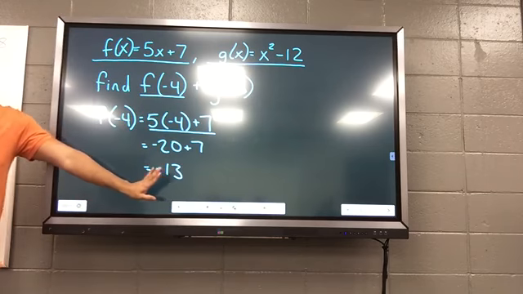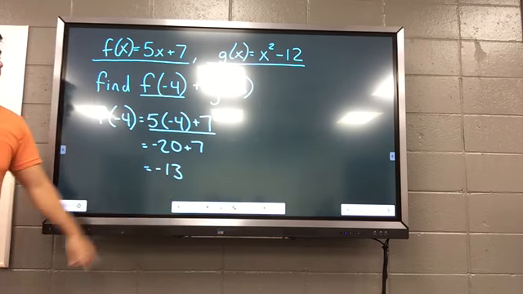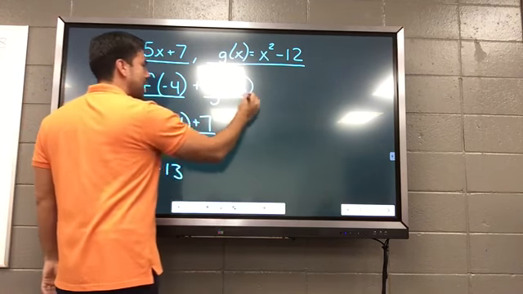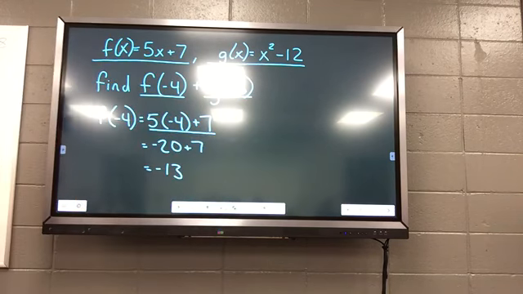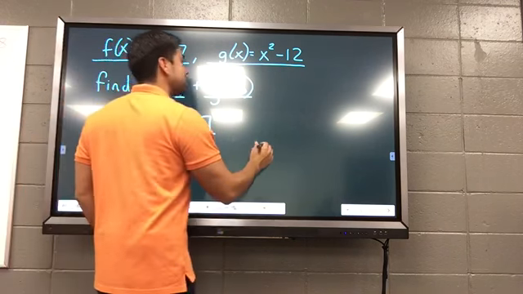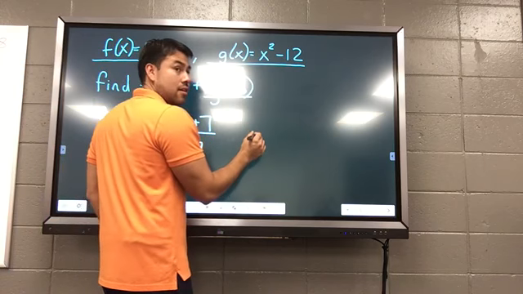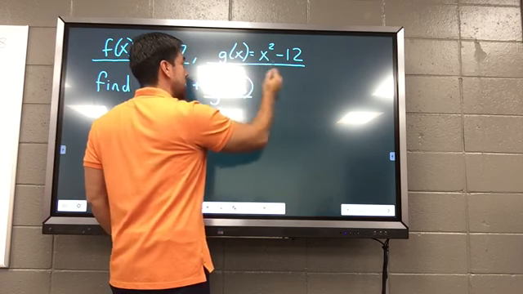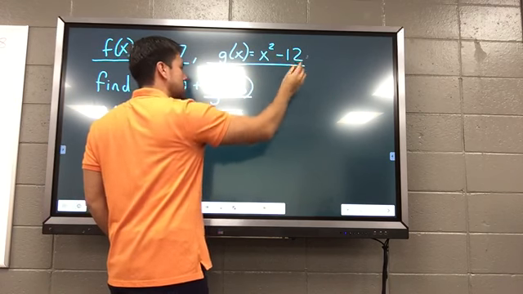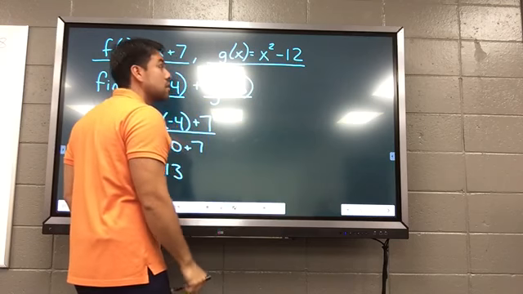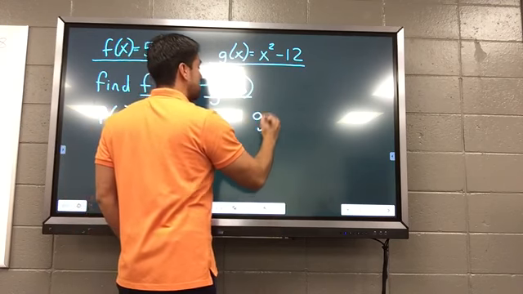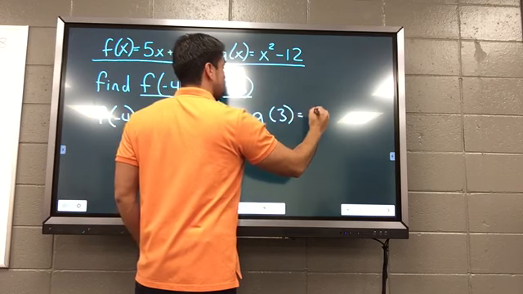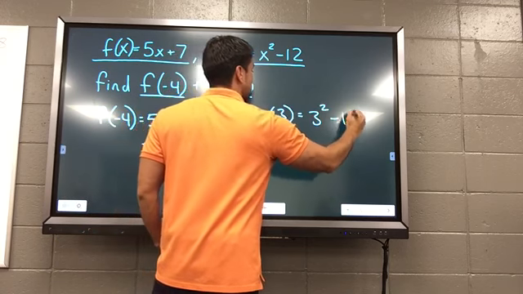I'm not done with the answer yet. This is the first part. Okay, the second part, does anyone know how to figure out what g of 3 would be, maybe? How do you do that, g of 3? Josie. We use the g of x. Okay, I'm going to use this equation. You put 3 where the x is. Okay, so g of 3 equals 3 squared minus 12.